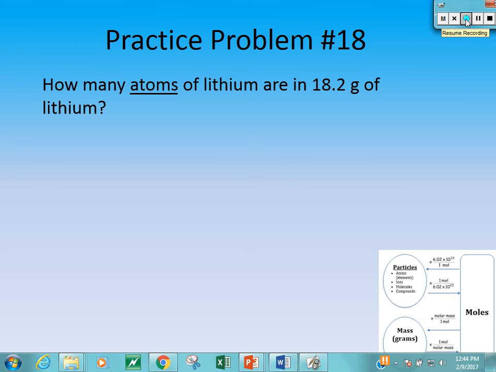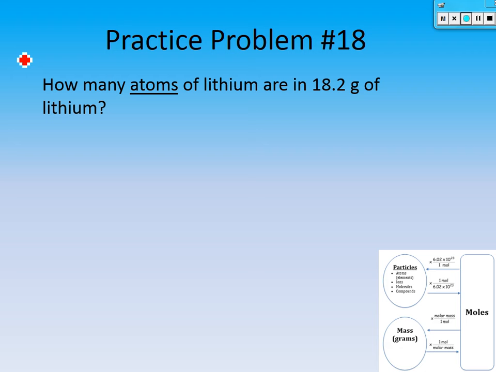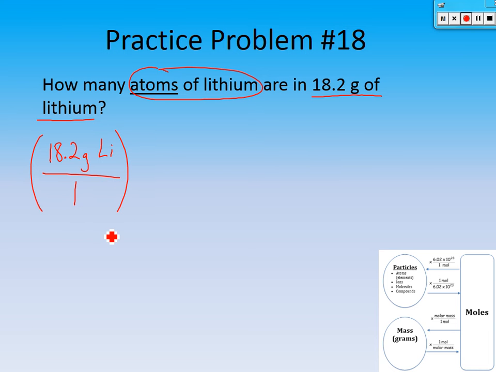Okay, let's see how you did. Hopefully you underlined 18.2 grams of lithium. And it wants us to convert that to atoms of lithium. Okay, that's step 1. Step 2, let's write down what they gave us and put it over 1. It's 18.2 grams of lithium. The symbol for lithium is Li. Let's put that over 1.